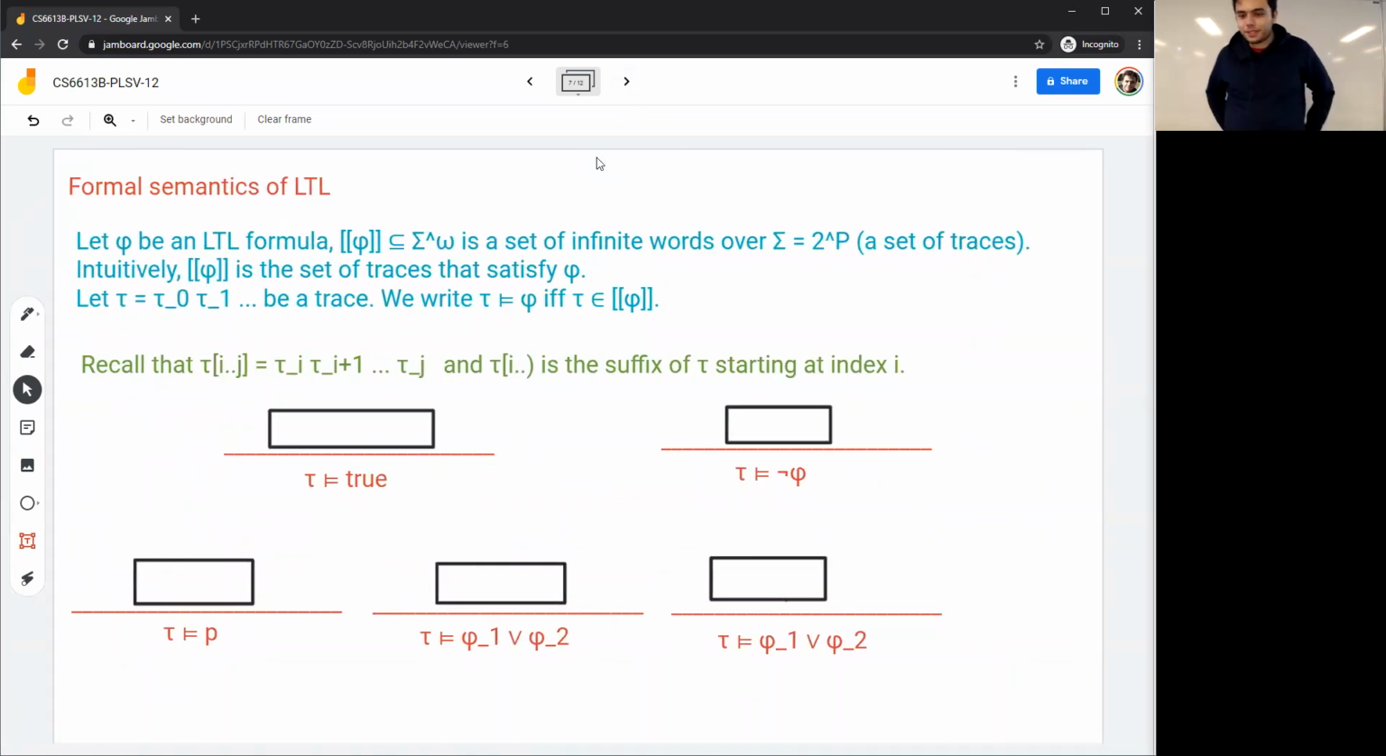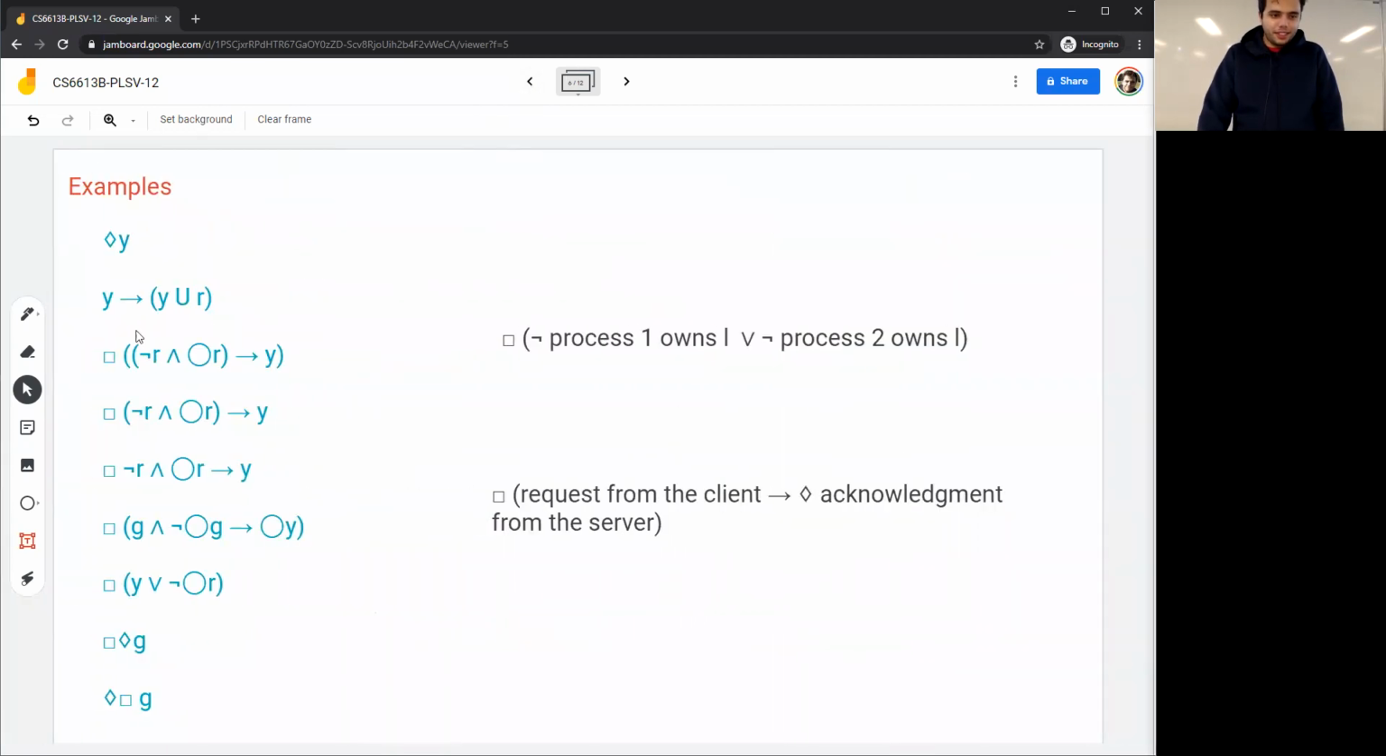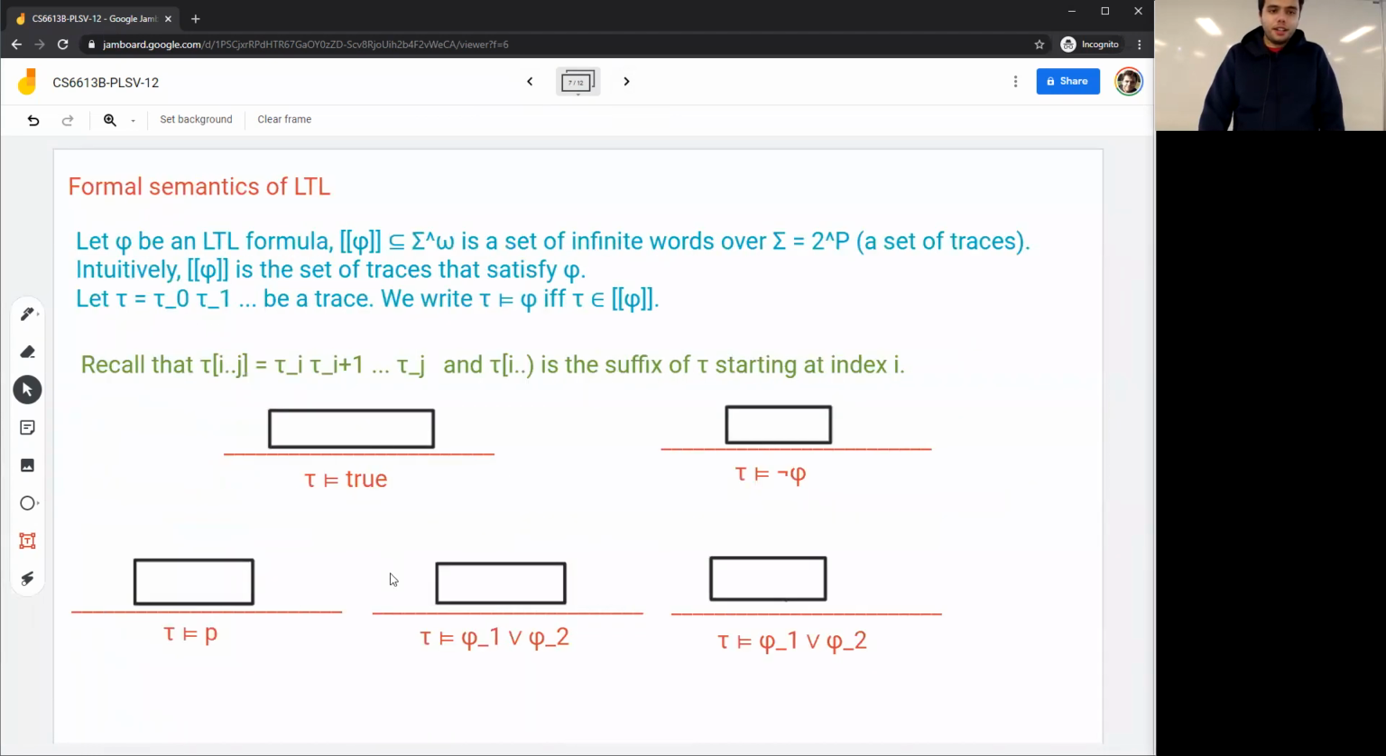So formal semantics, of course, because this is a semantics course. Now we want to formalize what these formulas in LTL actually mean. Let's say that I have a formula phi, which is an LTL formula. So I have to define the meaning of phi, or the semantics of phi. This is very similar to what we did at the beginning of this course. At the beginning of this course, we were defining semantics for programs, but now we want to define semantics for formulas.